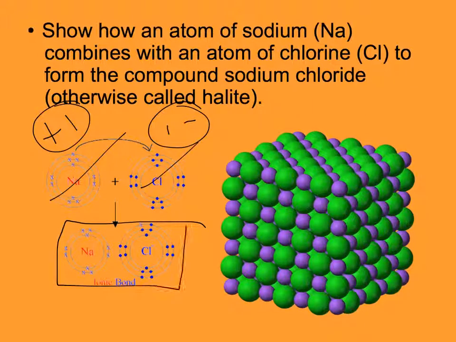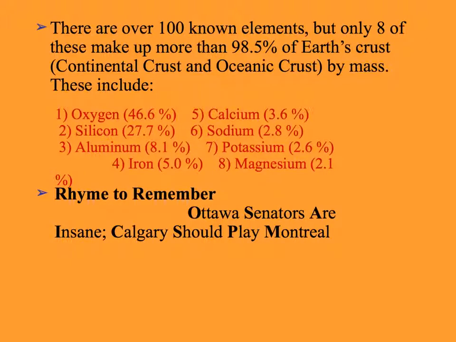And so this is a Bohr diagram here on the bottom of a sodium ion and a chloride ion together in an ionic bond. And so they are all throughout a three-dimensional cubic crystal. There's a lot of elements on the periodic table. I think there's approximately 115 elements.